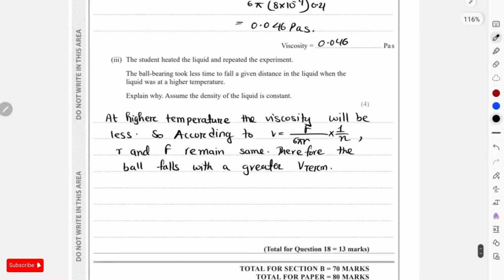So with this, our Physics Unit 1 October 2023 ends. I hope it was clear enough for everyone.